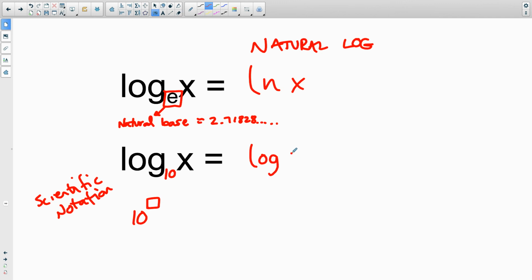That log doesn't get written with a base. So these are the two logs that are not going to have bases written. This is referred to as the common log, and this is referred to as the natural log. So when you just see a log and no base, the assumption is that it is log base 10. When you see ln, even though it doesn't say log, it is a logarithm that has a base of e.